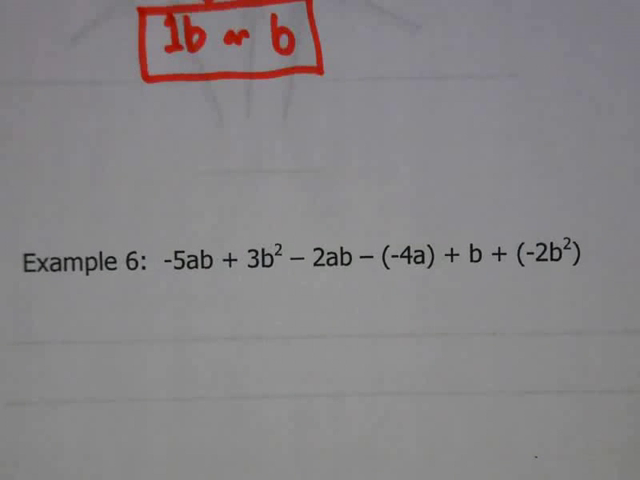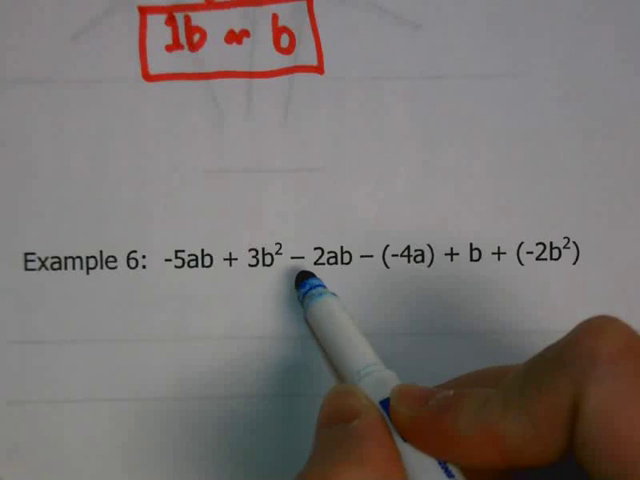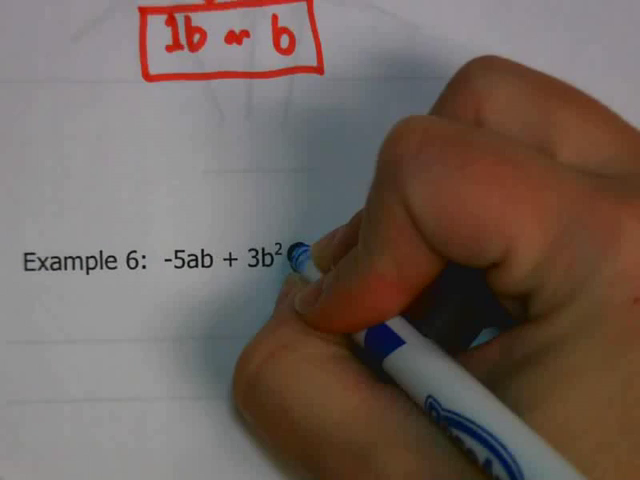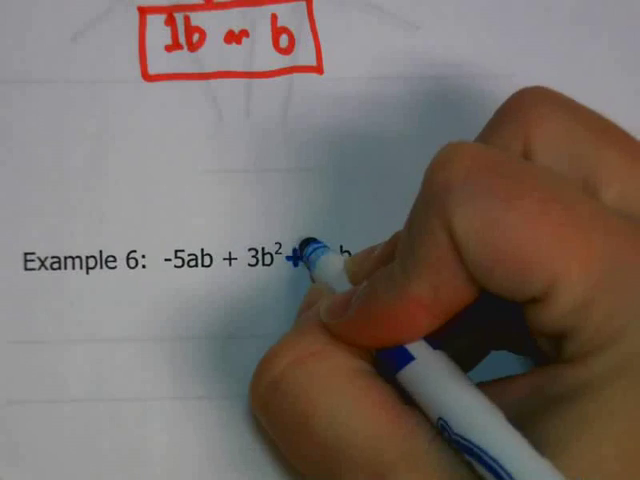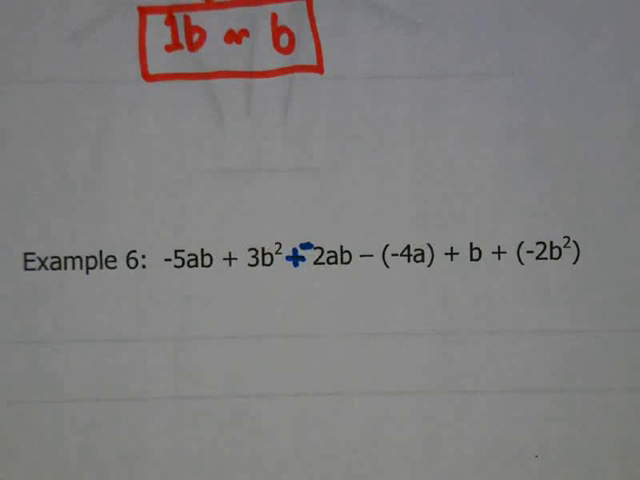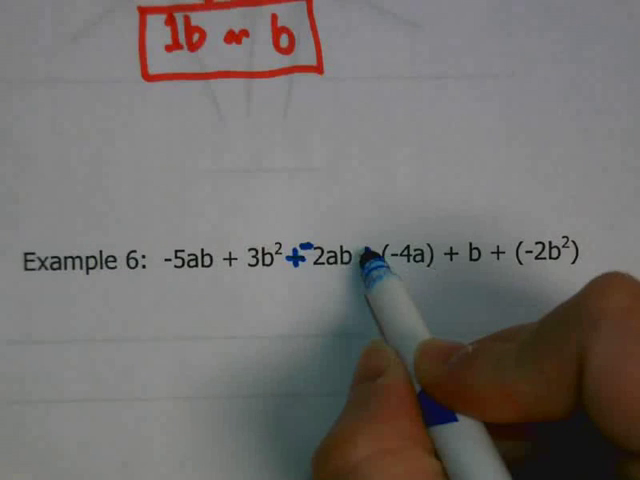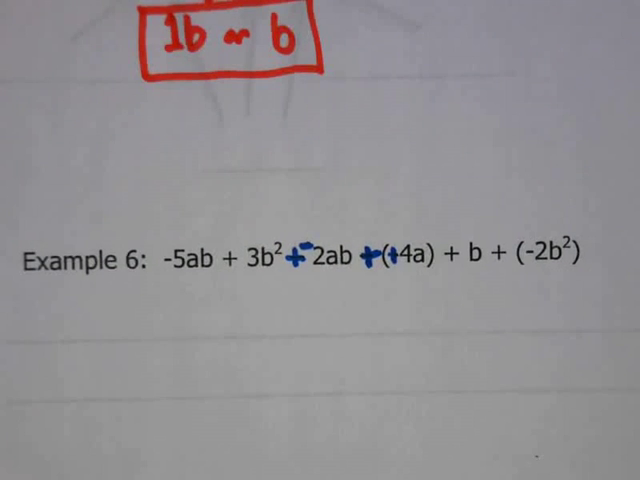So let's do that. Let's change this. Let's get a different color here. That's addition, good. This one, to change it to adding the opposite, we add a negative 2ab. This one, we add a positive 4a. We're adding the opposite. Is it all adding now? Yep. Okay, so let's see which ones we can combine here.